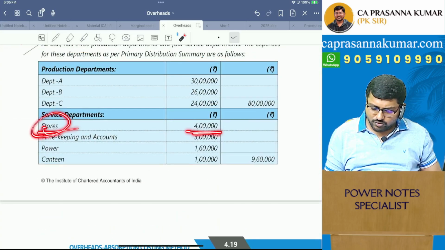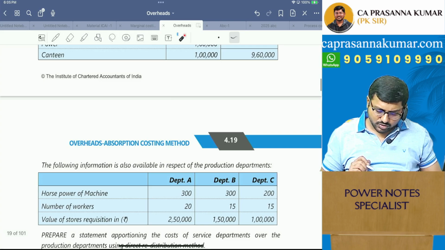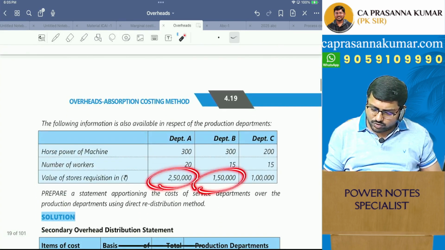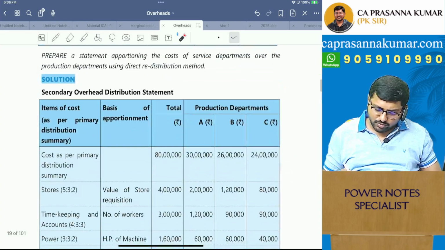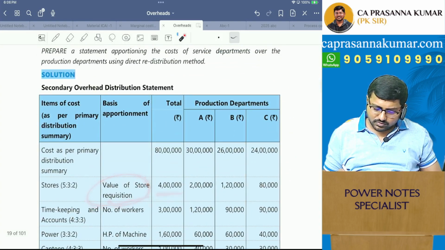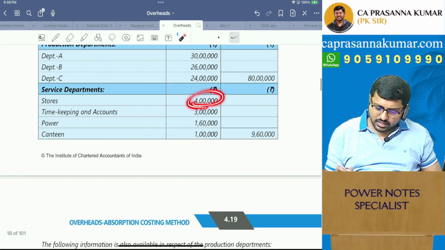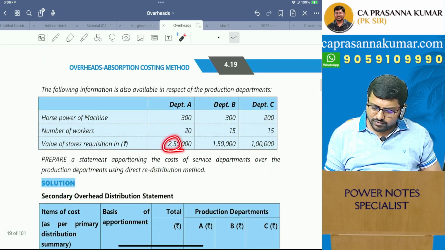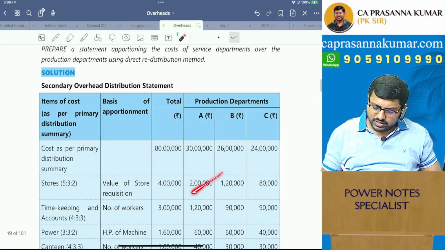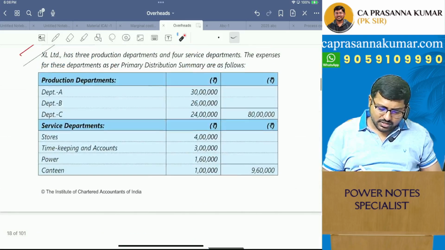How much have you got? 4 lakhs. What is a suitable basis for stores? Horsepower, number of workers, value of stores equation. Value of stores equation. In this ratio, you will apportion. You will take the 4 lakhs and apportion it in the ratio of 250 is to 150 is to 100 between A, B and C. Done.